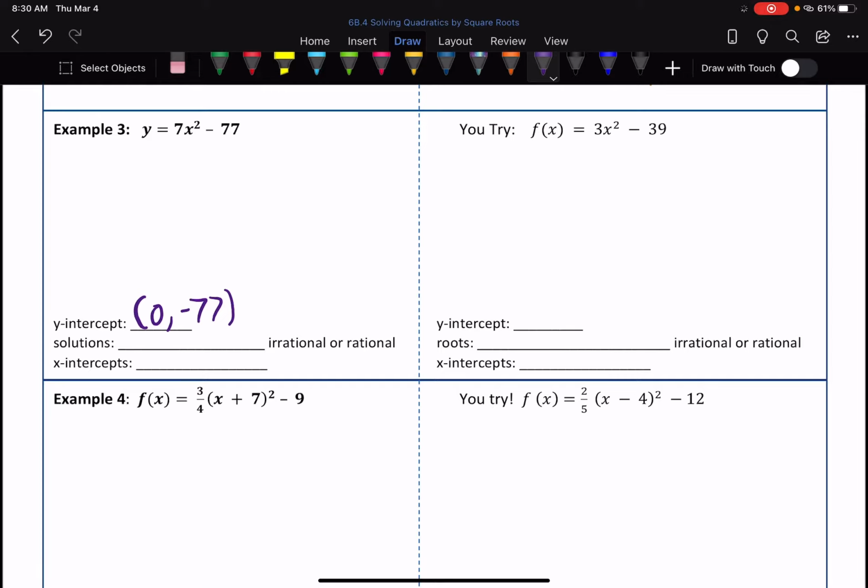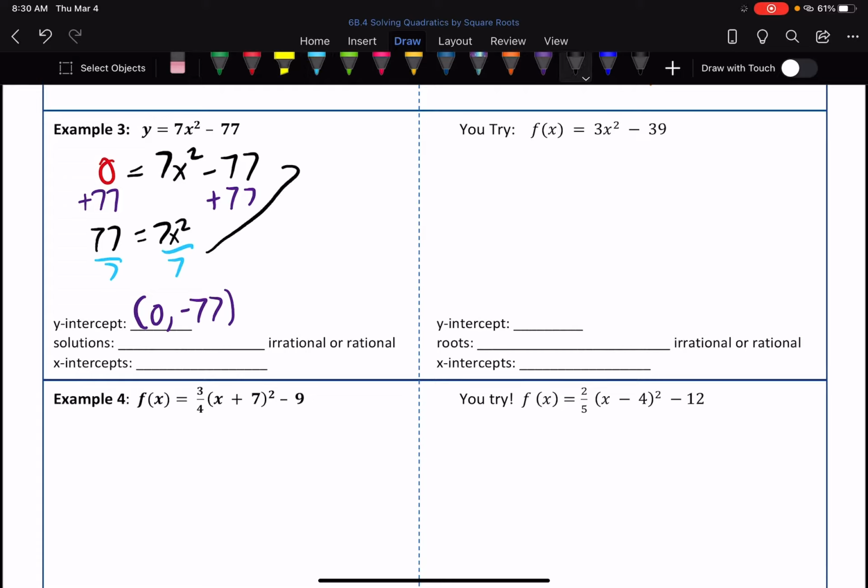So I have y equals 7x squared minus 77. With standard form, we can go directly into setting this equal to 0. So I have 0 equals 7x squared minus 77. And we're trying to isolate just x squared in this case. So I'm going to add 77 to both sides. So I have 77 equals 7x squared. And then I'm going to divide both sides by 7. So that gives me 11 equals x squared.